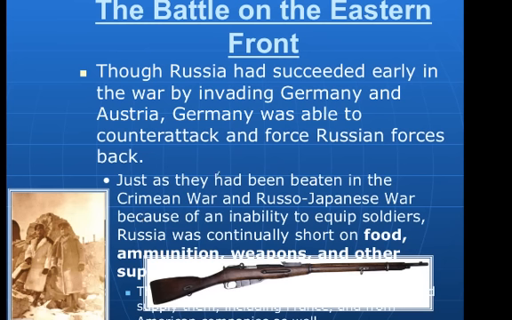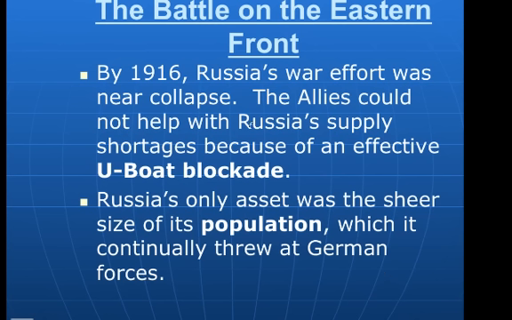Again, though Russia had succeeded early in the war by invading Germany and Austria, Germany was able to counterattack. Just as they'd been in the Crimean War and the Russo-Japanese War, Russians were continually short on food, supplies, things like that. In fact, they started having to buy weapons from America. By 1916, Russia's war effort was nearly a collapse. We'll spend a lot of time talking about this.